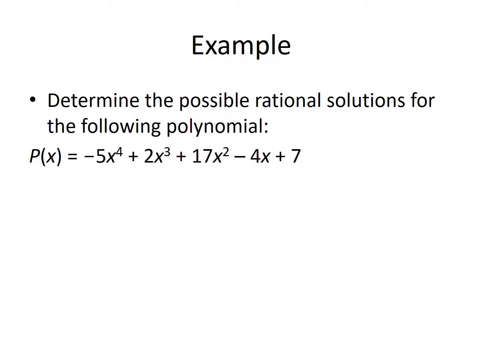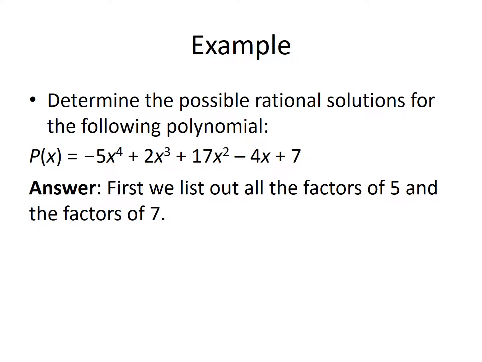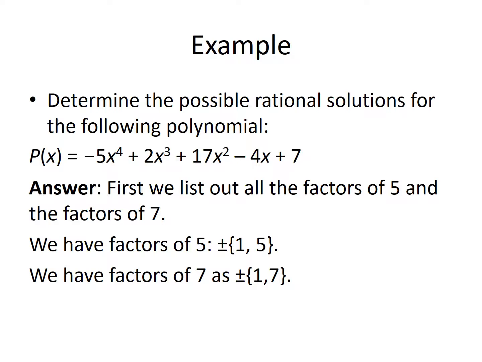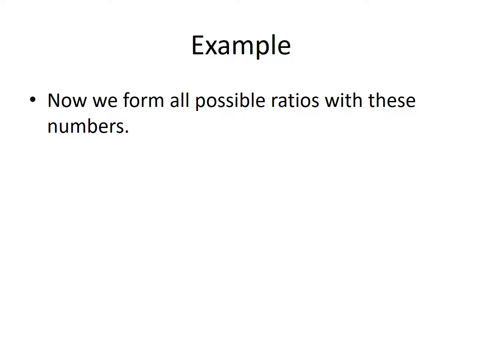So let's look at another example. Determine the possible rational solutions for this polynomial. Negative 5x to the 4th plus 2x cubed plus 17x squared minus 4x plus 7. First, we list out all the factors of 5 and the factors of 7. We have factors of 5 as 1 and 5 with a plus or minus on them. We have factors of 7 as 1 and 7 with a plus or minus on those as well.